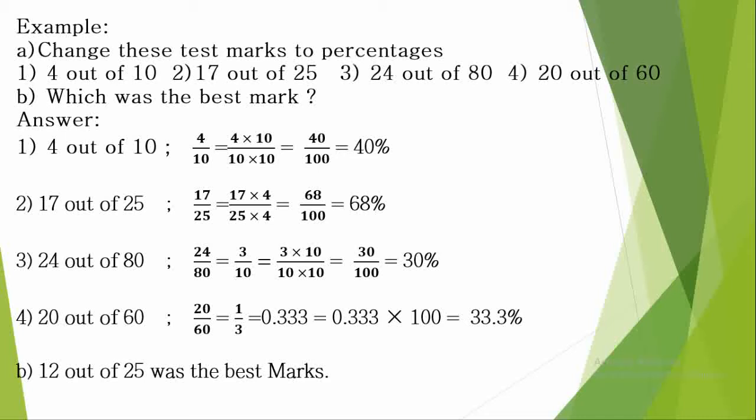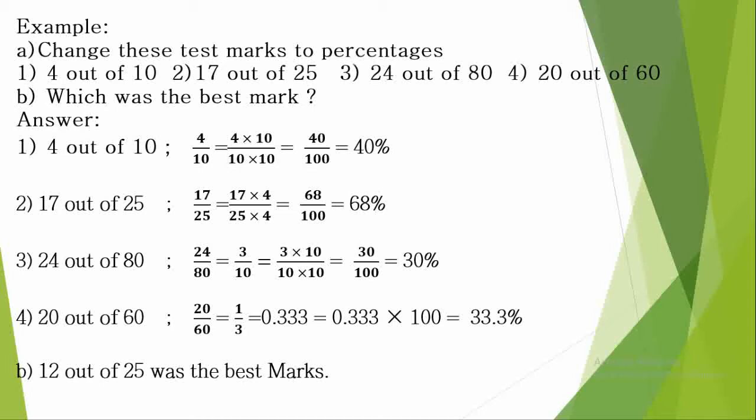Now see the fourth one, 20 out of 60 means 20 upon 60. Here also you have to convert into simplest form, which is 1 upon 3. If we solve this 1 upon 3, you will get the answer in decimals, which is 0.333.